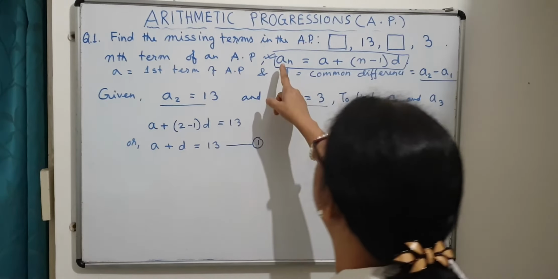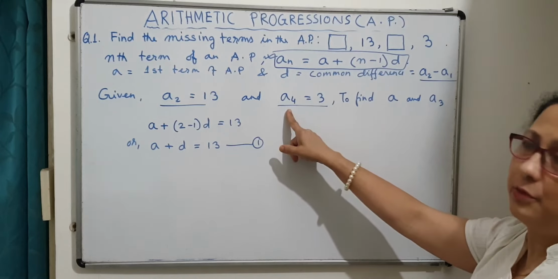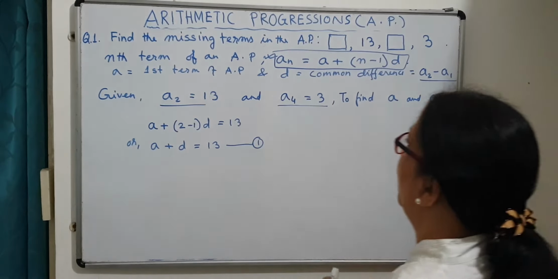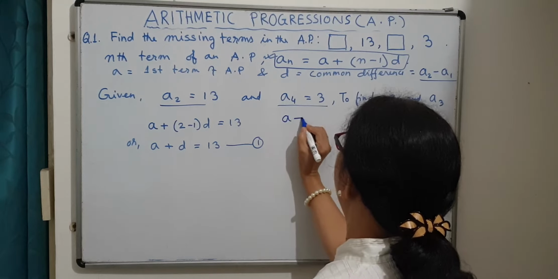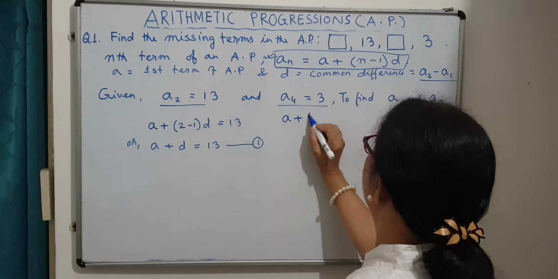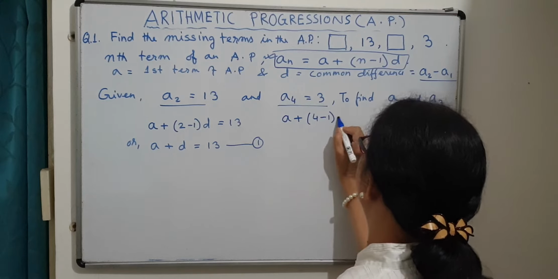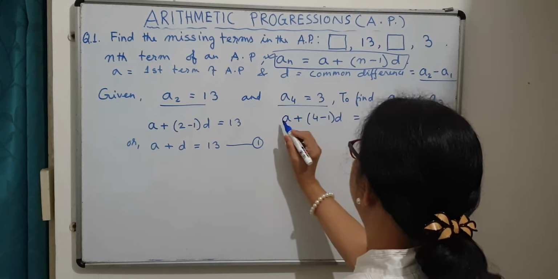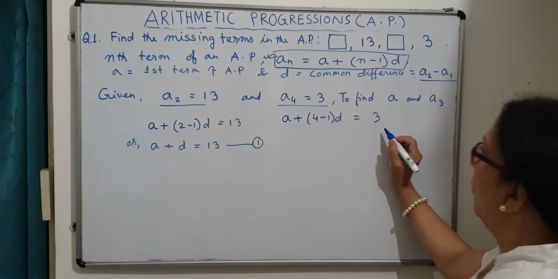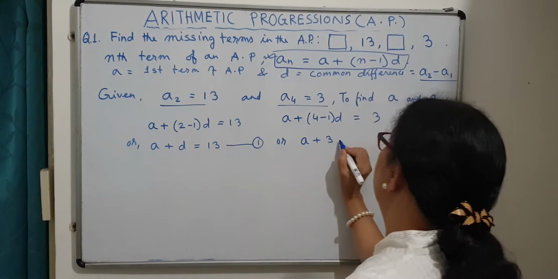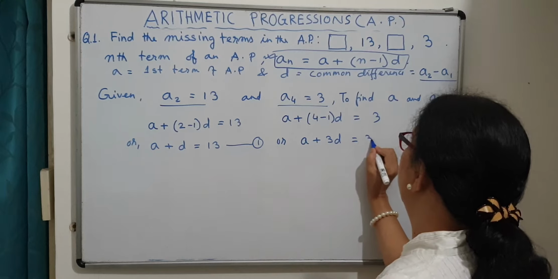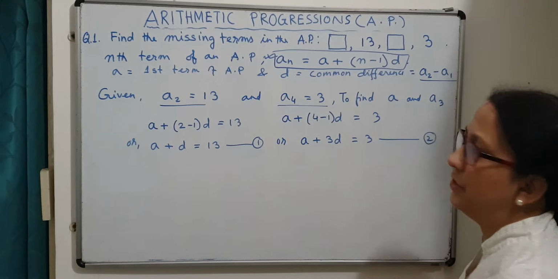Now similarly, using this formula, we can also get an equation from a4. So what is a4? By this formula, a plus (n minus 1)d, where n is 4 now. So 4 minus 1, d is 3. This is a4 by this formula, which is 3, or a plus 3d is equal to 3. So I got the second equation.